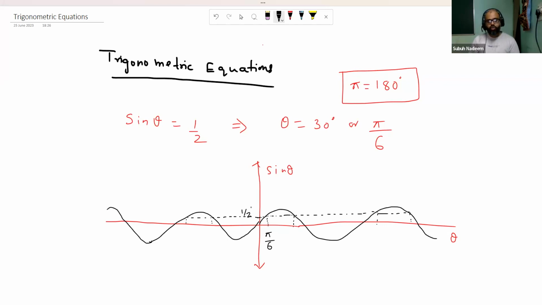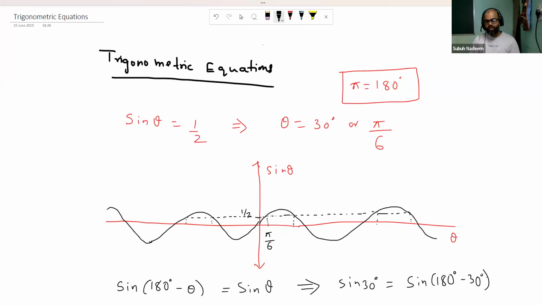Allied angle we did, no? So you might also have done allied angles. If you remember, sine of 180 degree minus theta is equal to sine theta. Now, if theta is 30 degree, then sine 30 degree is the same as sine of 180 degree minus 30 degree, which is sine of 150 degree. So sine 150 degree will also give you the same value, that is half.